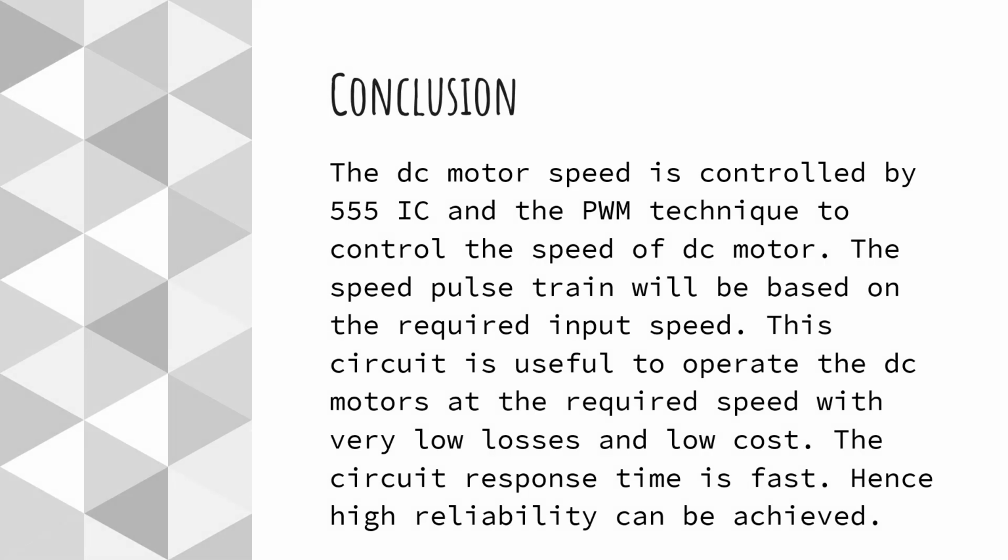Conclusion. The DC motor speed is controlled by 555 IC and the PWM technique. The pulse train will be based on the required input speed. The circuit is useful to operate the DC motor at the required speed with very low losses and low cost. The circuit response time is fast, hence reliability can be achieved.